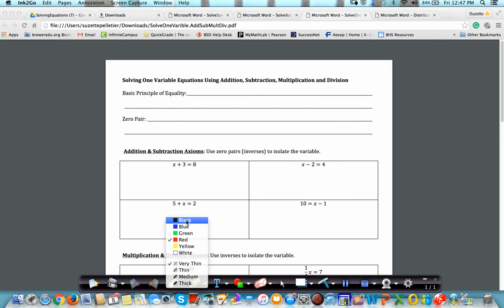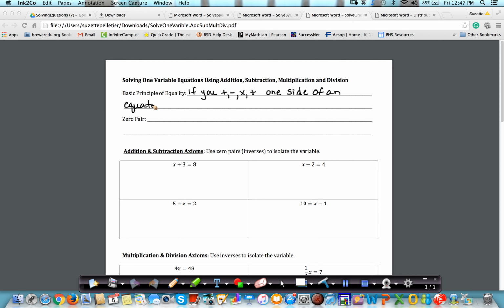And that sounds big and scary, but every one of you already knows what this means. You've heard your teacher say a million times that if you add, subtract, multiply, or divide, it doesn't matter which operation you're doing, but if you add, subtract, multiply, or divide one side of an equation, then you must do it to the other side. Okay?